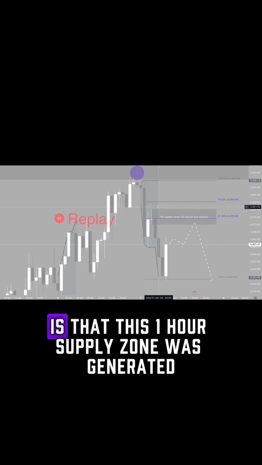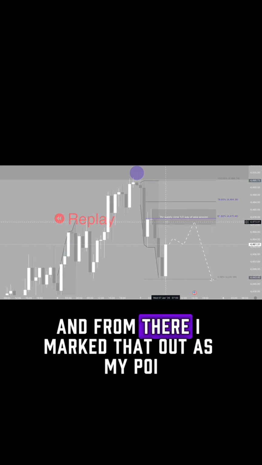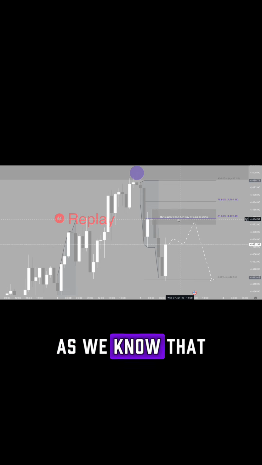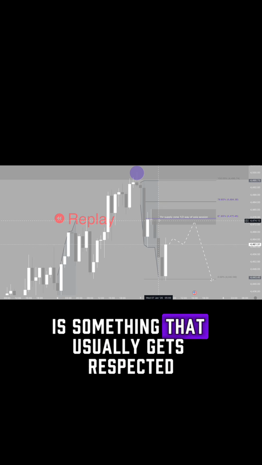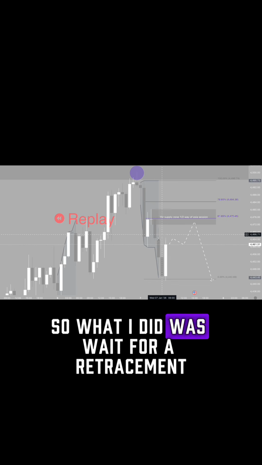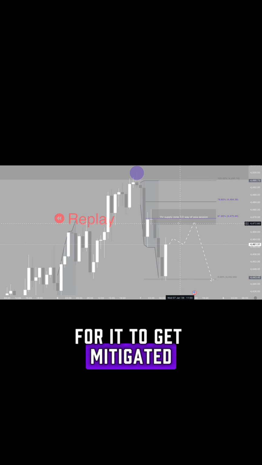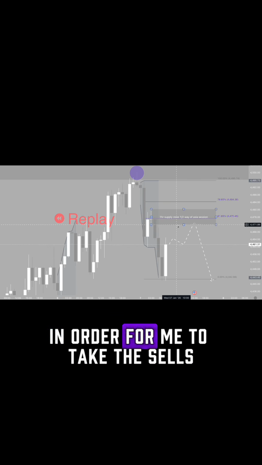So what happened is that this 1 hour supply zone was generated in the Asia session. And from there, I marked that out as my POI, as we know that the 50% of the Asia session is something that usually gets respected. So what I did was wait for a retracement, for it to get mitigated, and wait for some sort of confirmation in order for me to take the sales.